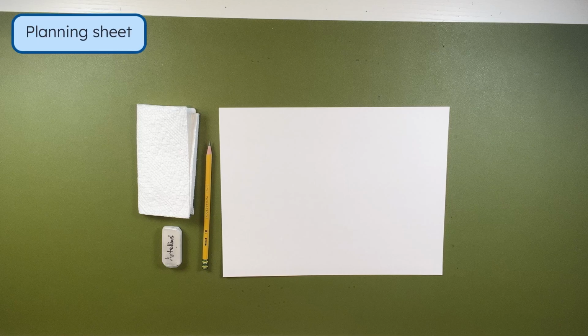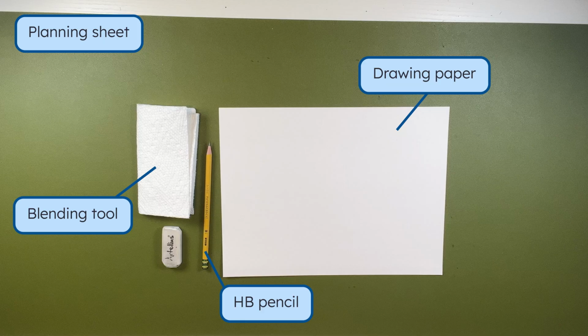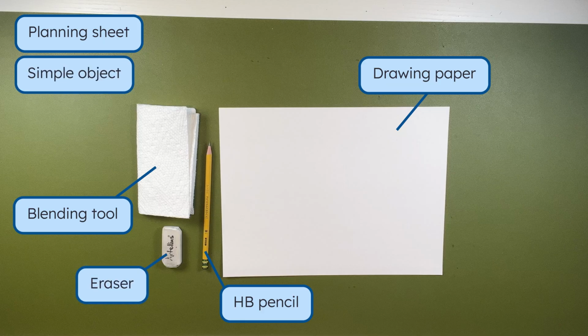Thanks, Caroline. Today, we'll be putting our value and shading skills to the test by creating a simple object value drawing. Before I begin, I'll need the following materials: my completed planning sheet, a piece of white drawing paper, an HB or number 2 pencil, a blending tool, an eraser, a simple object, and a good light source.